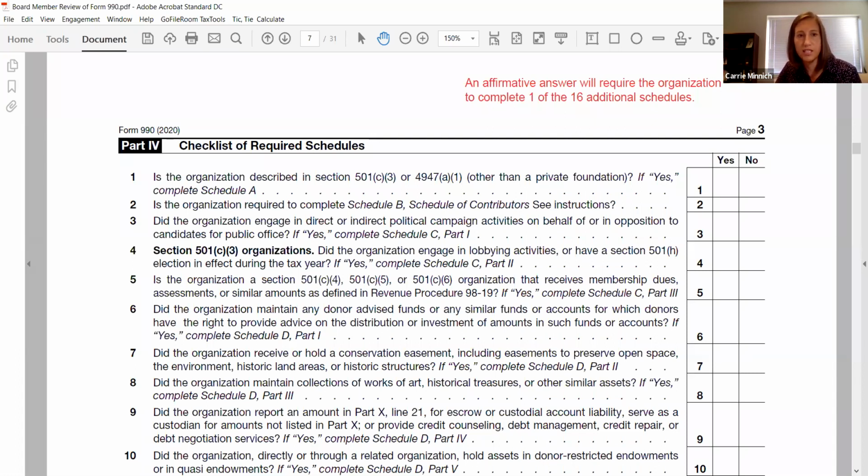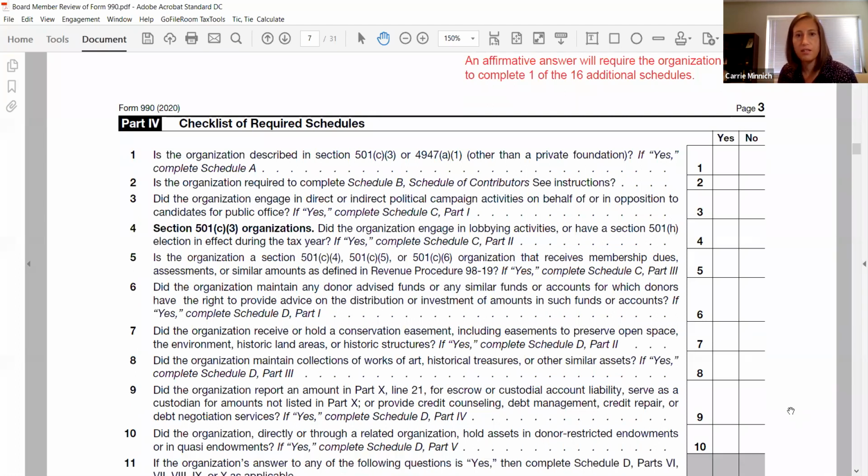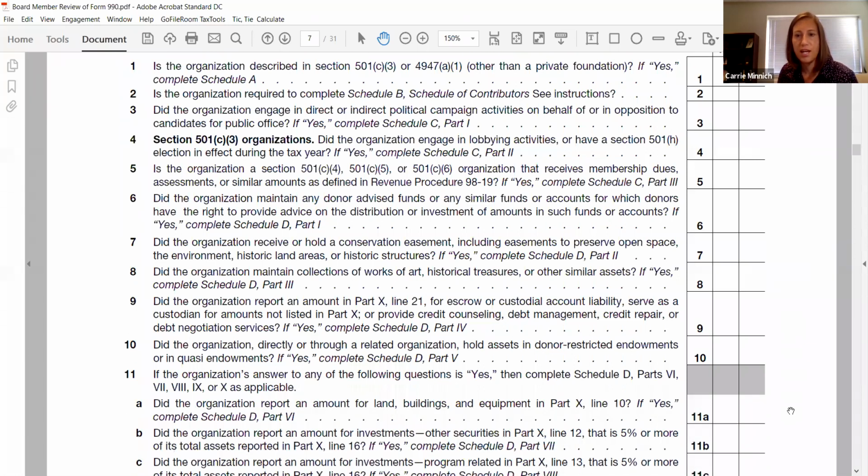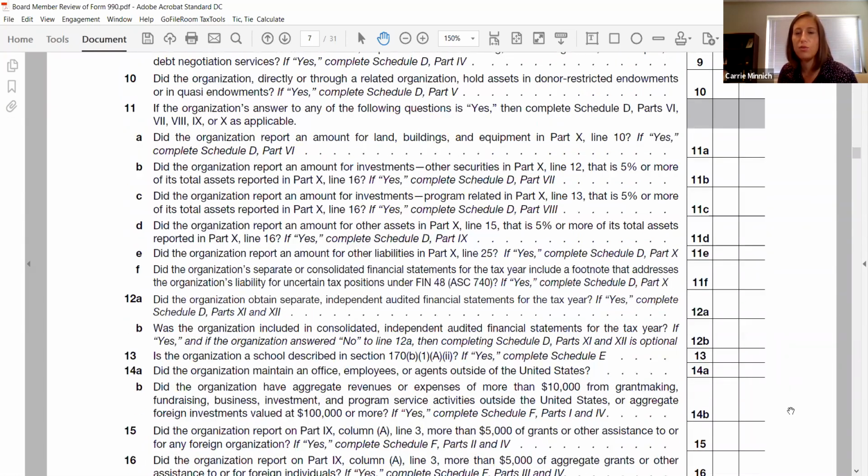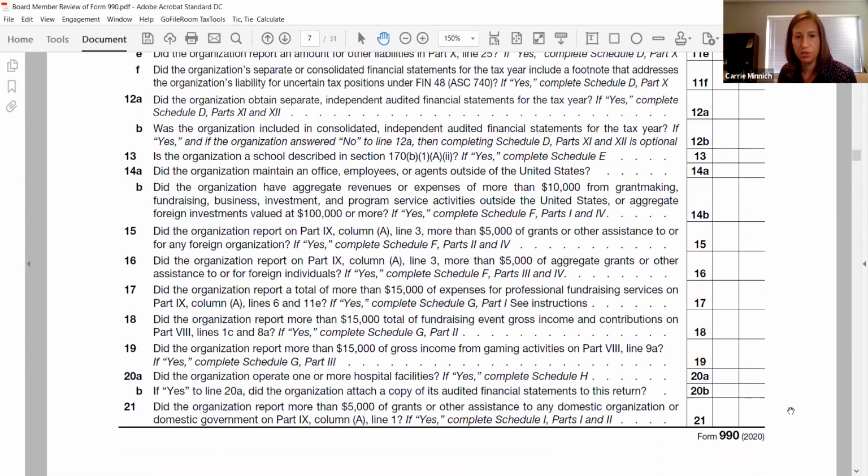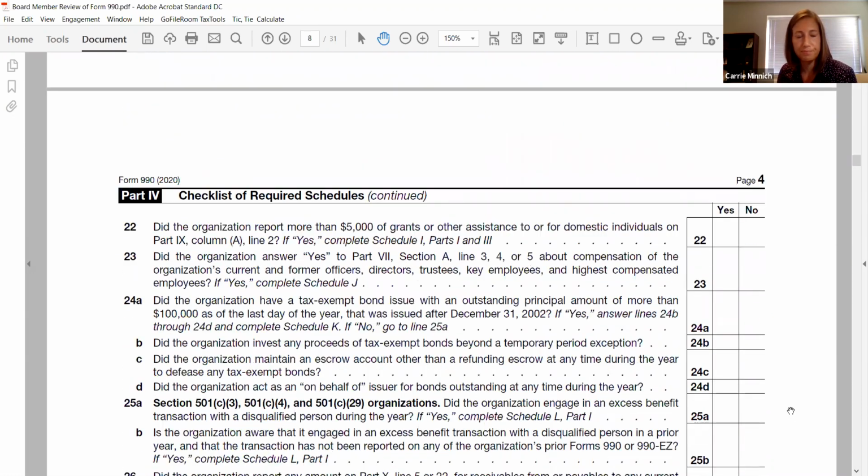So when you're looking at this section, I would really encourage you to look at last year's return to see which questions were answered yes. And if it's not answered yes this year, why? Is that correct, or should it be answered yes? So this section, I'm not really going to go into a whole lot, but just be aware that if your organization has certain activities, you may be required to complete additional schedules of the 990.